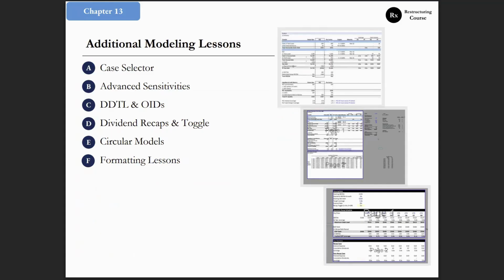Additionally, in chapter 13, we're going to be having a set of additional modeling lessons. These are going to be going over certain nuanced modeling topics like creating case selectors, adding in advanced sensitivities, how to model out delayed draw term loans and original issue discounts, how to model in dividend recaps and toggles, how to account for circularity in your models, and a brief overview of formatting that you would need to know for any sort of role on the job.